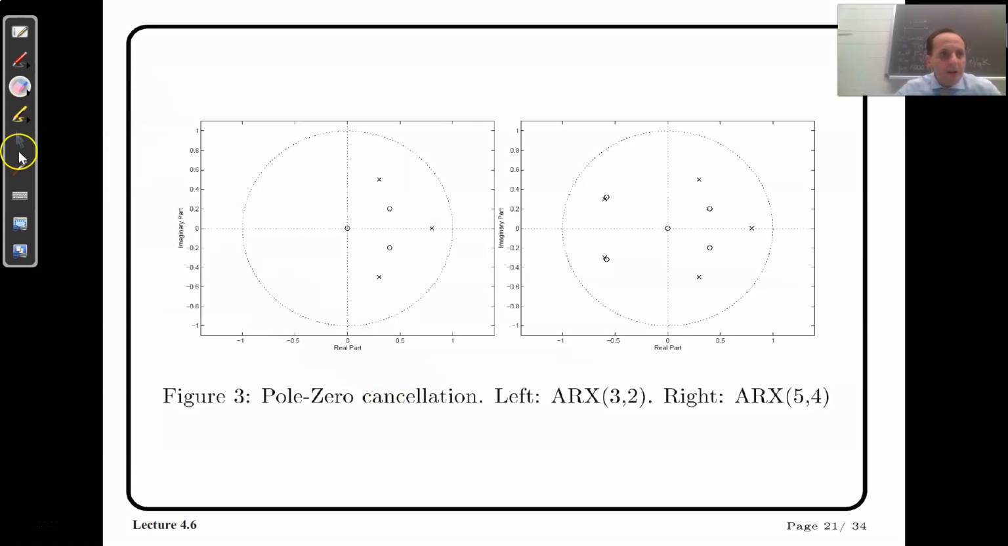You can see here, for example, a model of order 3. When you increase the order to 5, you can see that there are some cancellations, in particular these two poles. The two added poles are cancelled by two other zeros. So the model is suggesting that you are including too many parameters in this case.